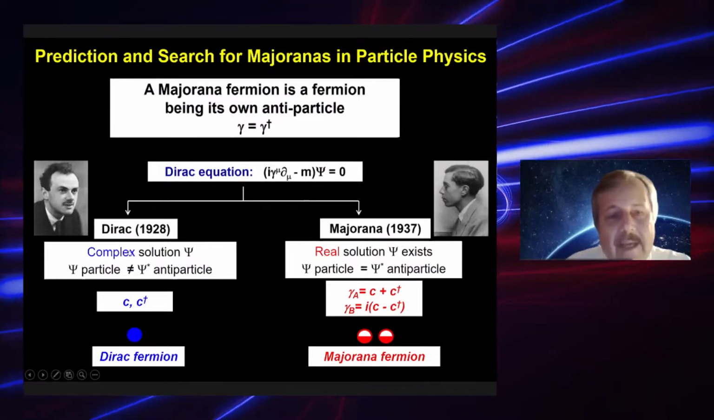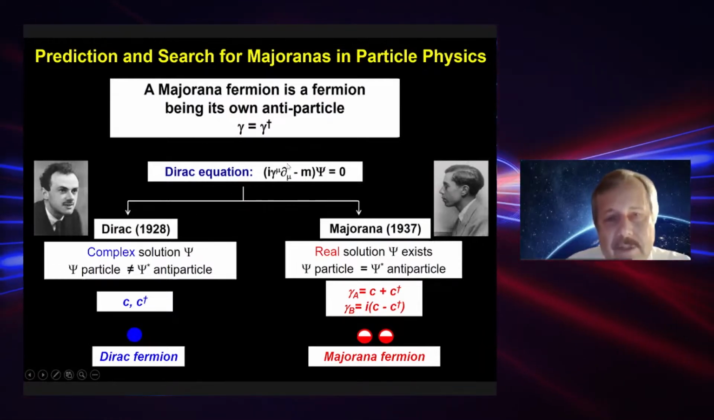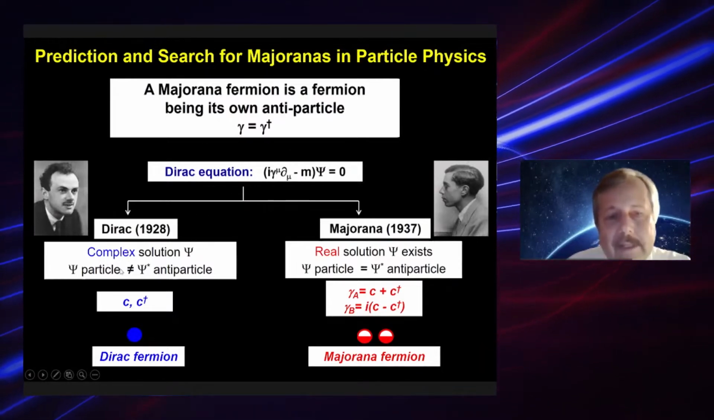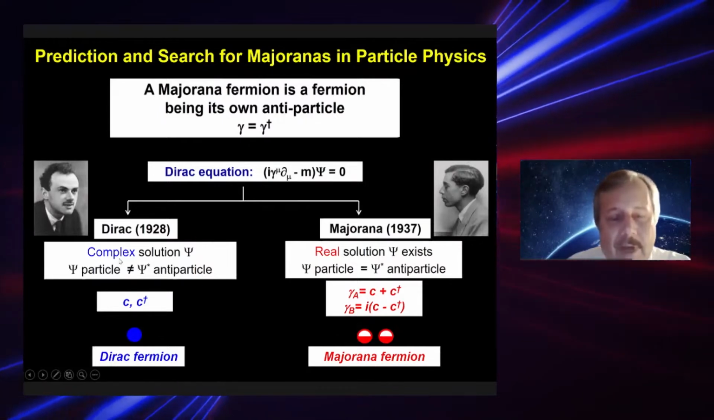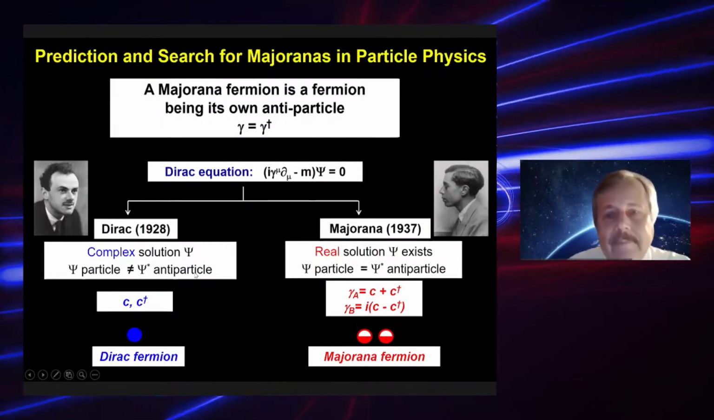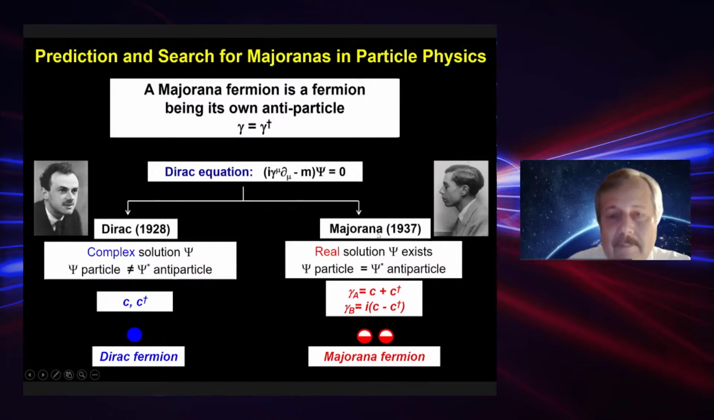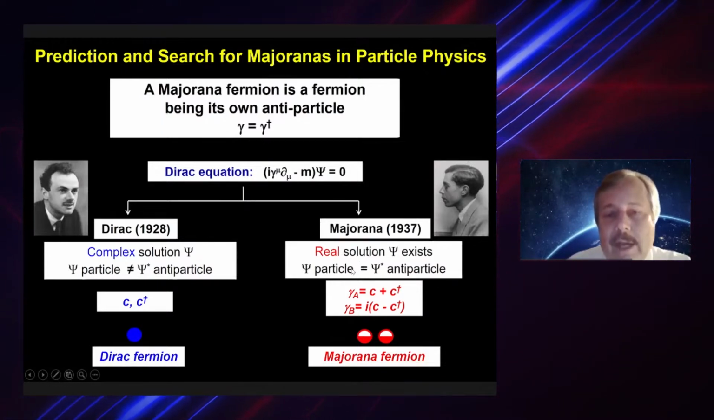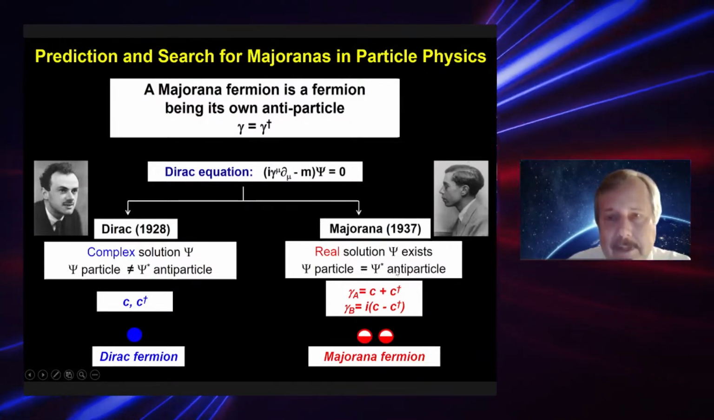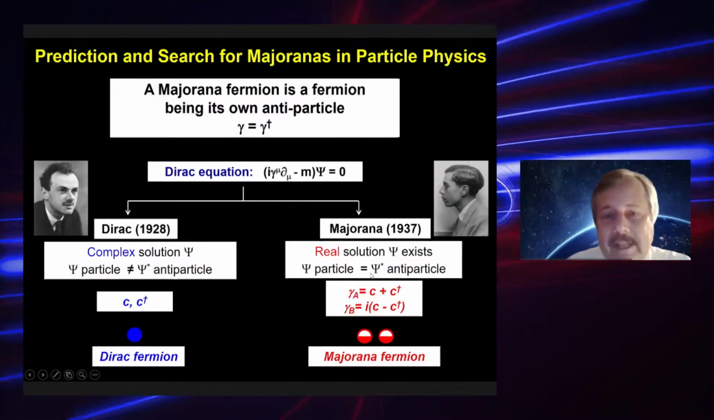Dirac basically proposed complex solutions to this equation describing particles and antiparticles which are not equivalent, for instance, describing electrons and positrons. On the other hand, Majorana proposed a few years later a real solution which is able to describe particles being their own antiparticles. And this is, of course, of great excitement.